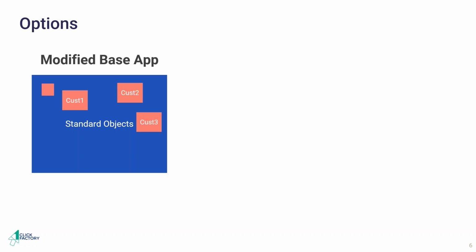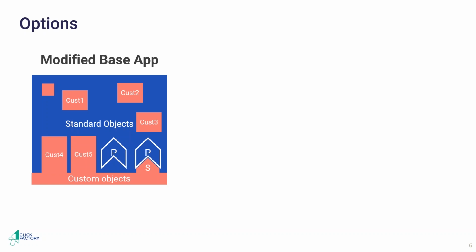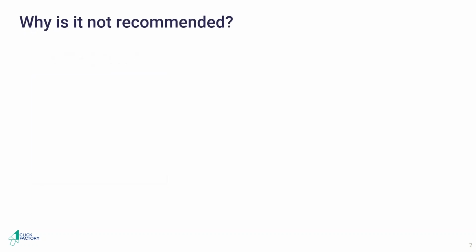For example, I can open up my items table and add additional fields, modify those fields, or maybe even delete some fields if I see they're not fit. This modified base app alternative is quite similar to what we used to have, or still have, in CAL, where we can open up any object and modify it directly. So why is the modified base application not really recommended? Because of the maintenance and the upgrade process.